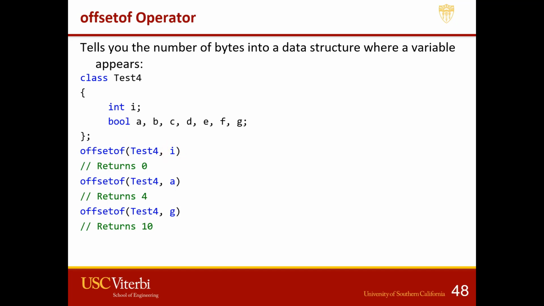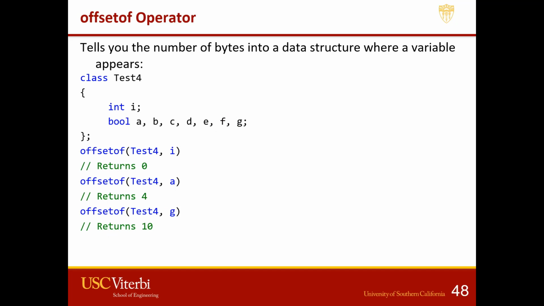So in this structure right here, where does I begin? It's the first thing in there, so that should give us 0. And where is A? A comes right after I, so that starts at byte 4. So it'll give you byte 4. And then where is G? G is 4, 5, 6, 7, 8, 9, 10, and then comes G. So that should give you byte number 10.